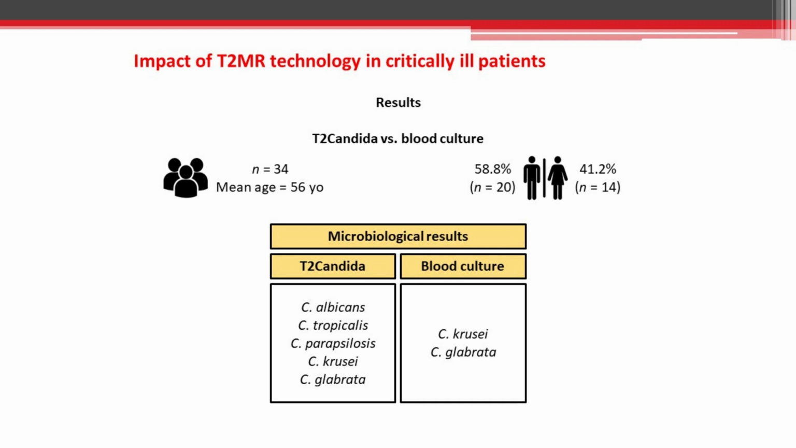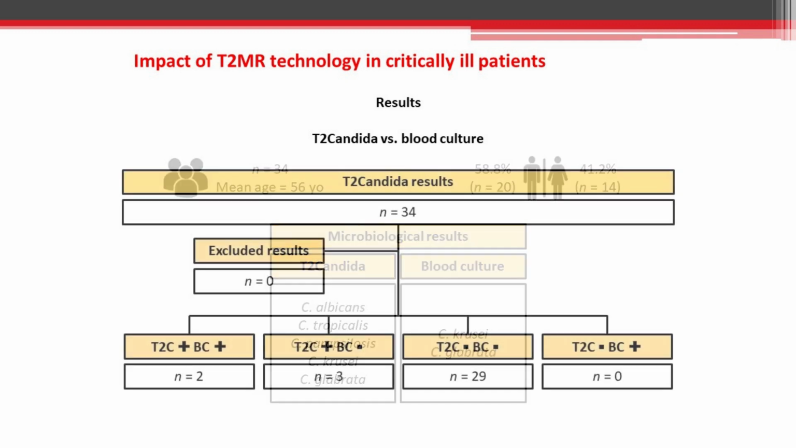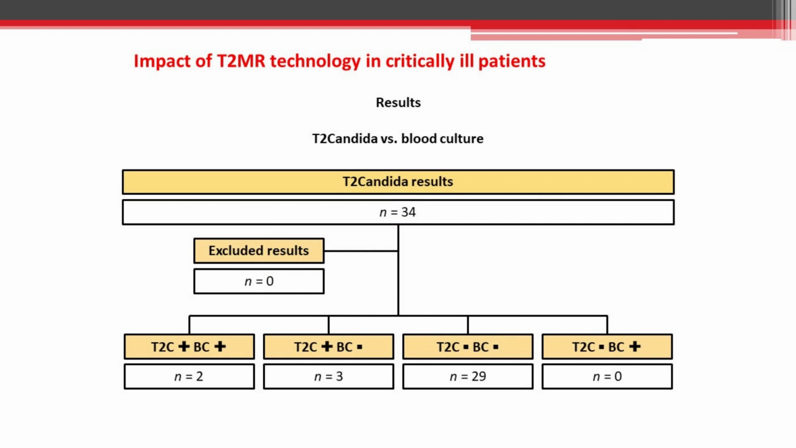Microbiological results, we had the full panel expressed by the T2 candida. The blood culture only picked 2 cases, and we did not have to exclude any patients because the candida that were picked were all from the panel, and we have 2 with concordant results from the T2 candida and the blood culture, 3 with T2 candida positive, blood culture negative, 29 with T2 candida negative and blood culture negative, and none of them were blood culture positive and T2 candida negative.